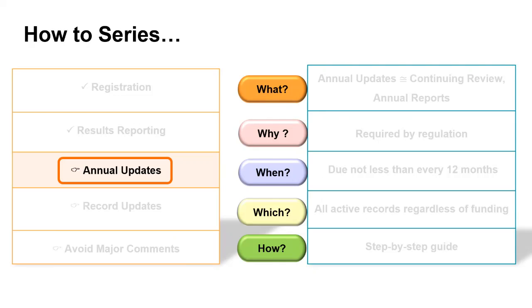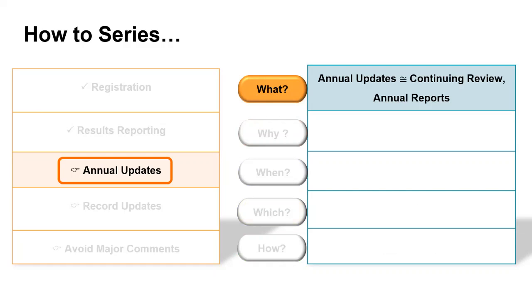In the last Research Matters, Eriko just finished her little series on ct.gov general information. She ended with how to do registration and results reporting, and I'll continue with the how-to series. So today I'm going to go over how to do annual updates. First, starting with what is an annual update.